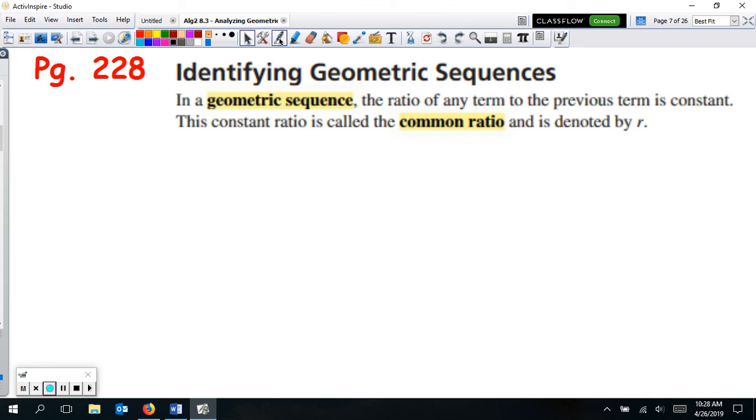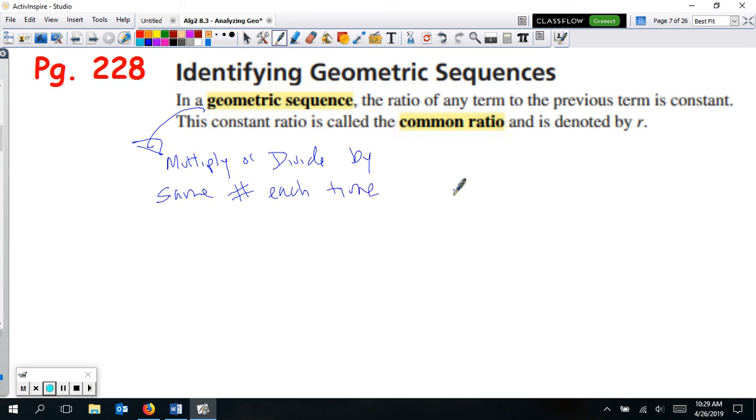We've written that down. We can go ahead and write this down as well. So you can write that down. You're multiplying or dividing by the same number each time. And that's what a geometric sequence will be. So that's the pattern for a geometric sequence. So that number that we're multiplying by would actually be a common ratio.